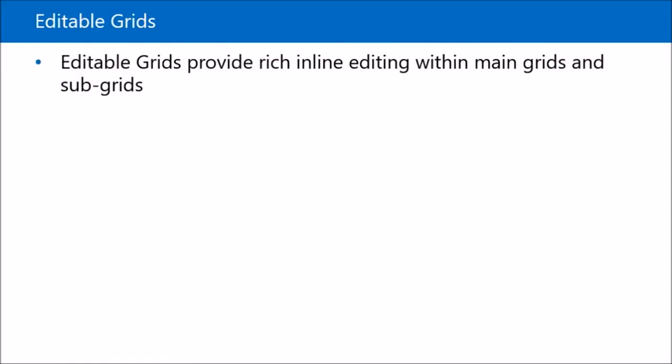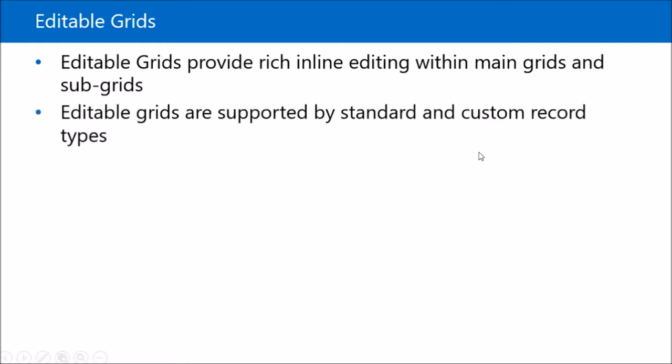Editable grids provide rich inline editing in the main grids and subgrids so you can update information you need with fewer clicks. Editable grids are supported by the standard record types such as accounts, contacts, leads, opportunities, as well as other or custom record types.